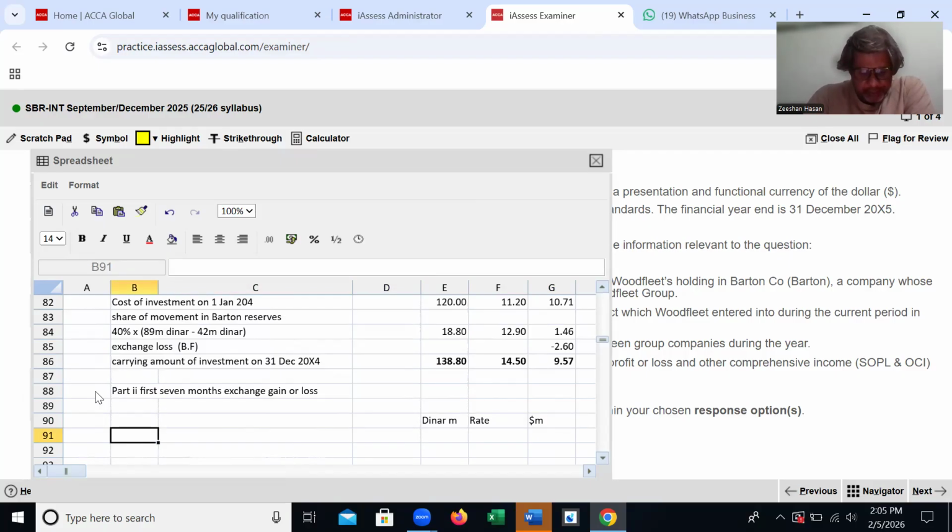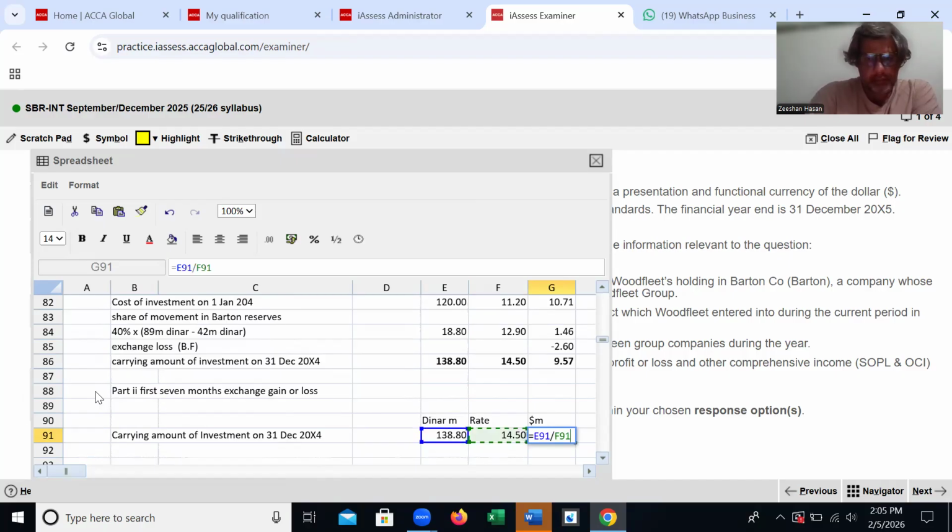Carrying amount of investment on 31st December 2004. How much we get? 138.8, 14.5. How much I get? 9.57.